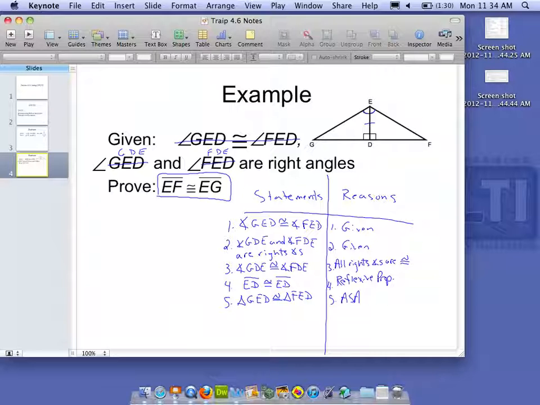And because the triangles are congruent, I can therefore say that EF must be congruent to EG, which is what we were trying to prove. And my reason is corresponding parts of congruent triangles are congruent. And what was it that we just proved? We just proved that this side was congruent to this side.